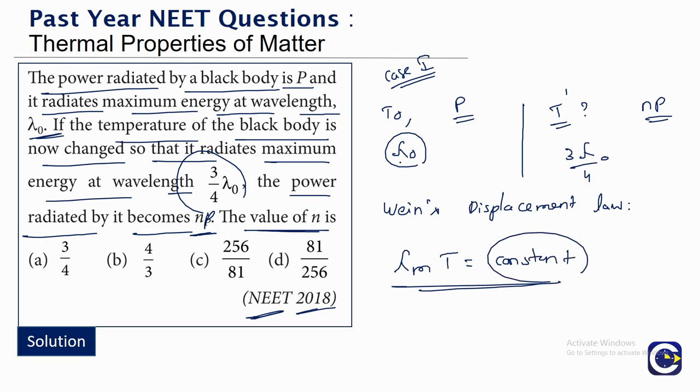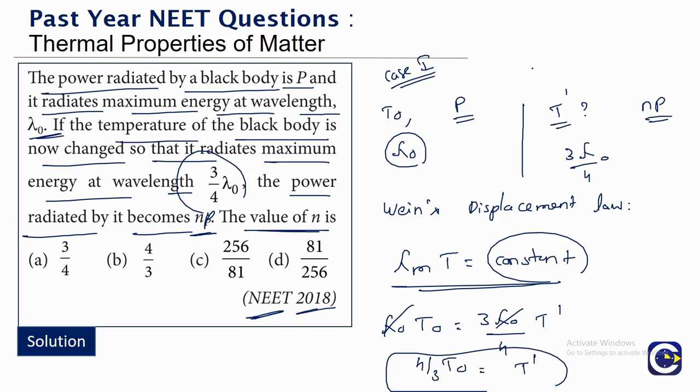So initially, lambda naught into T naught is equal to what? Finally, the corresponding maximum intensity wavelength is 3 by 4 lambda naught, into T dash. So lambda naught is cancelled, and we have 4 by 3 T naught, that is our T dash. So the new temperature of the black body is 4 by 3 times the original temperature.